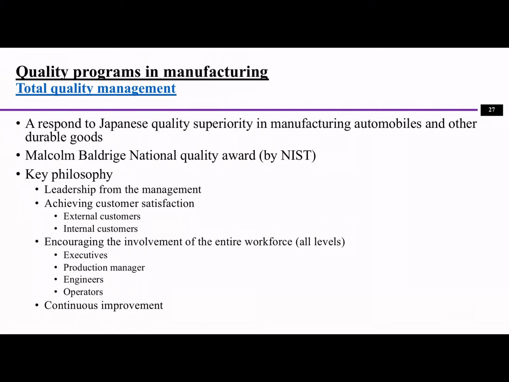for example, NIST, the National Institute of Standards and Technology. They had an award for quality control and quality management in production companies. The key philosophy of total quality management is that quality management is not only about the operators who are working on the product itself. Actually, quality should be managed from the top down, right? Leadership from the management, right?